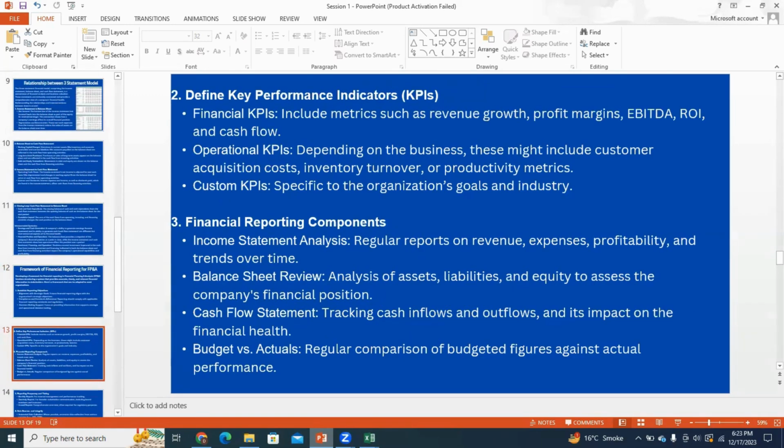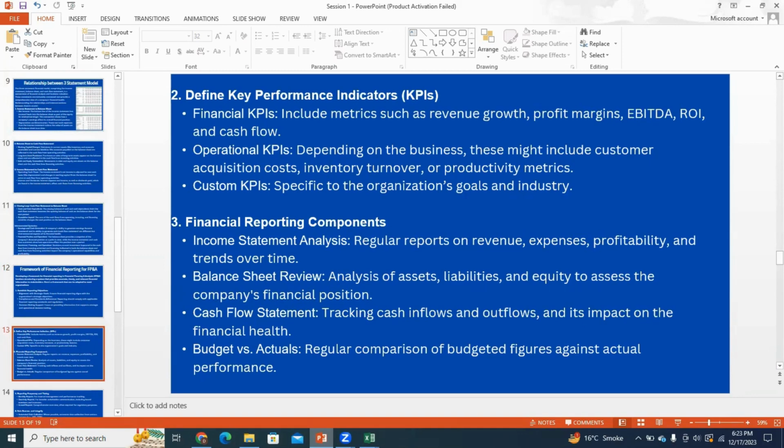Define key performance indicators. Financial KPIs include metrics such as revenue growth, profit margins, EBITDA, ROI, and cash flow. So yes, each financial analyst has a different list of KPIs. Each organization can show multiple KPIs. There are different KPIs which can show important, relevant information. The most important are being discussed here. It says revenue growth, profit margins, EBITDA, ROI, and cash flows.